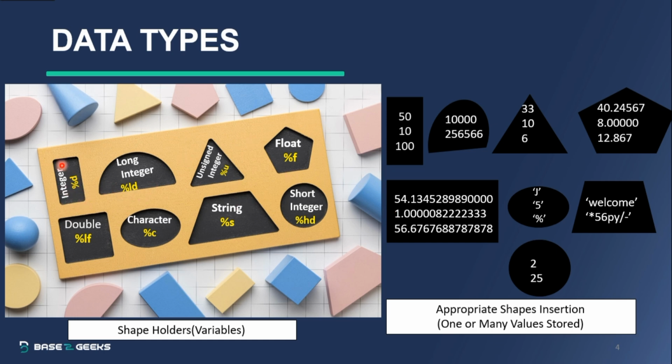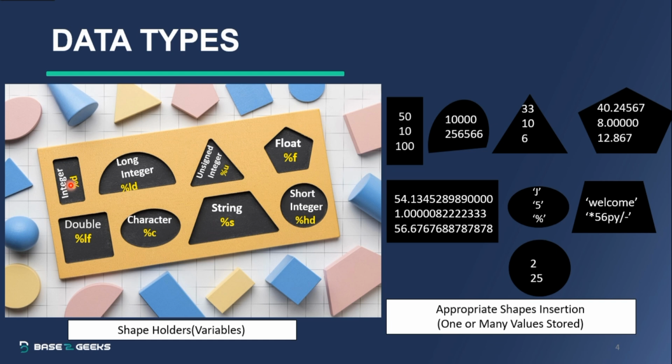Now for example, this shape we take as an integer value. This shape is a long integer. Like this I have given a name to each of the different types of shapes, right? What we are going to insert in the respective shapes are those objects which match that respective shape. Now these are all different types of data that we are going to store in my C program or in memory, right? So what is an integer?